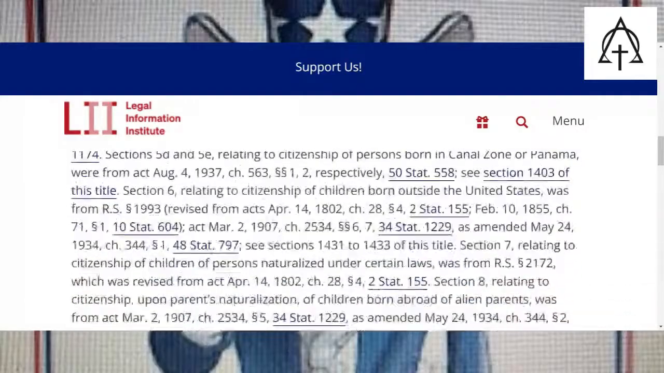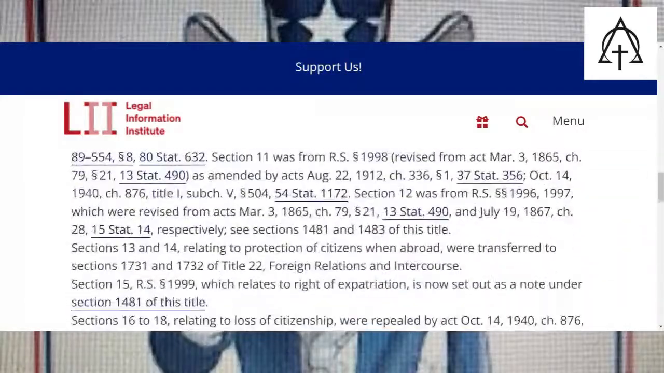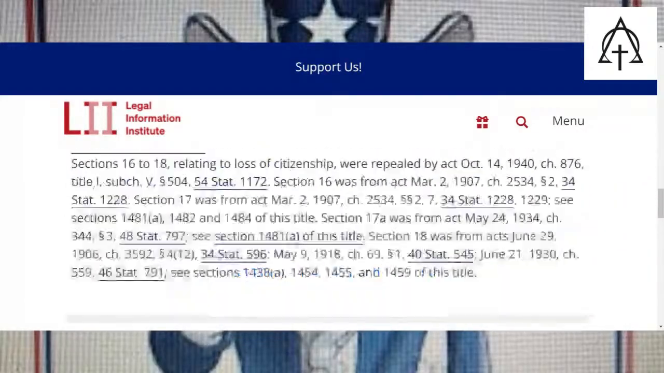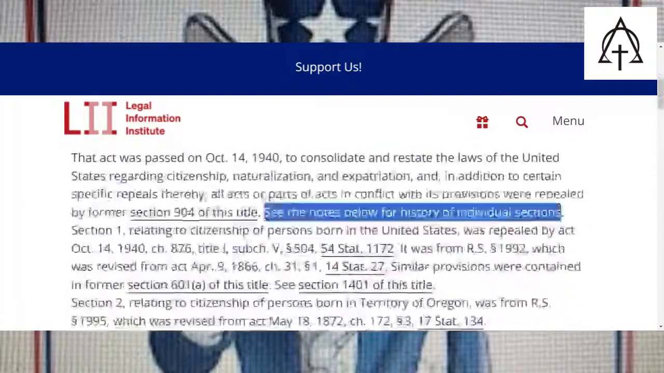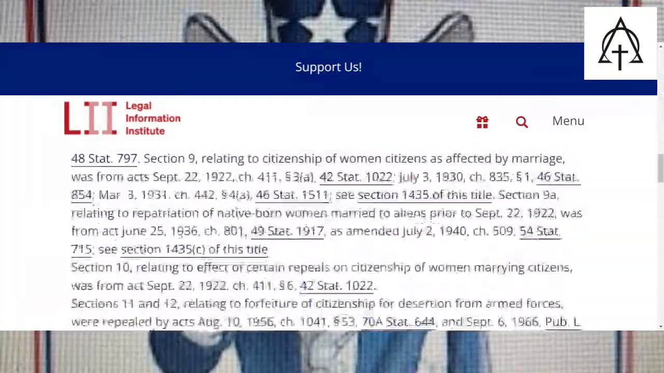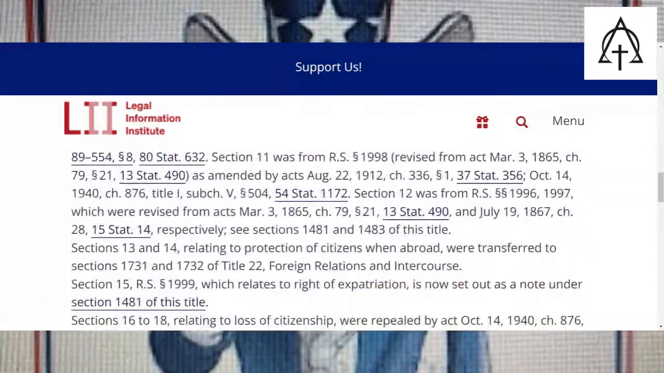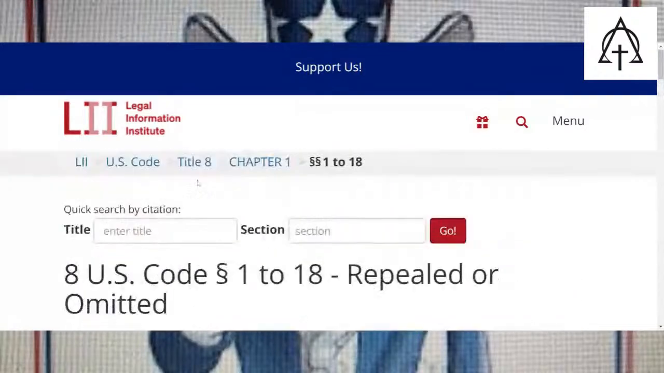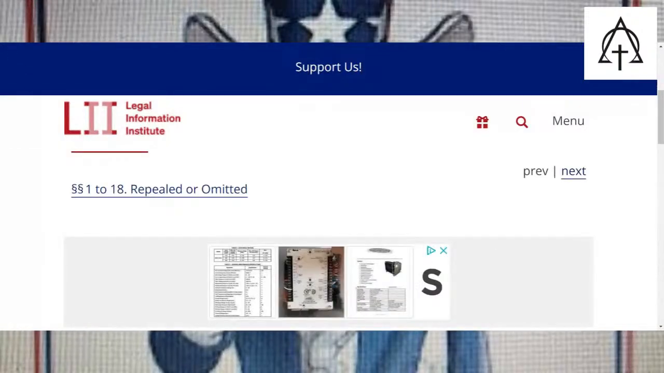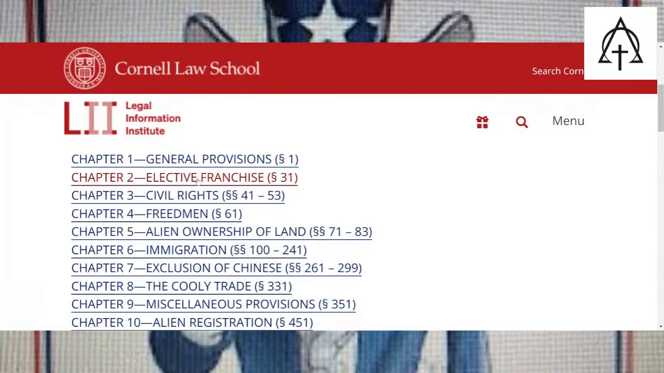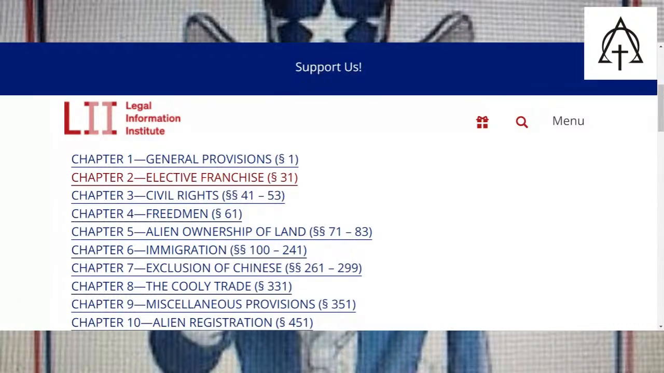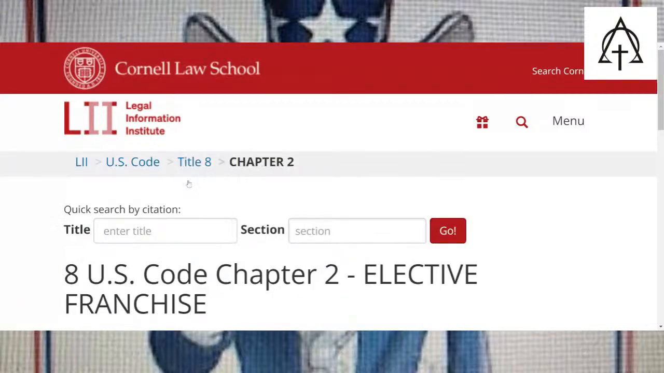So this has a set of notes for the individual sections of this code that were repealed and omitted. And you see there's a lot of notes. A lot of notes. So let's go back. Elective franchise. Now this is where mom's in the hospital and she elects to franchise through a legal name. This is the enumeration at birth. Oh, watch this.